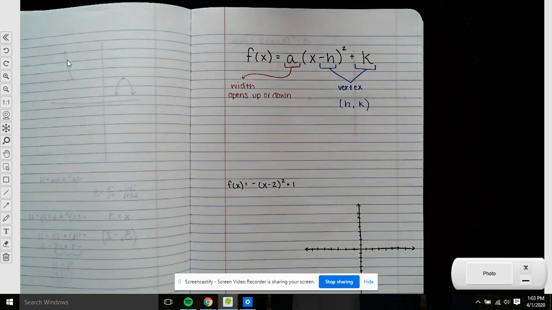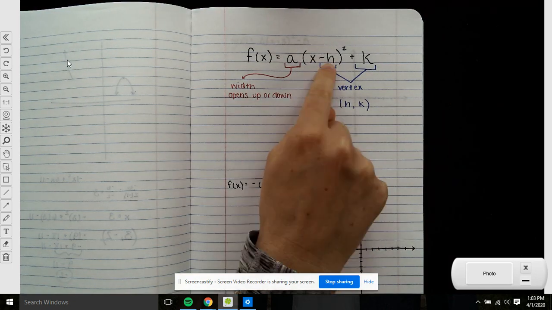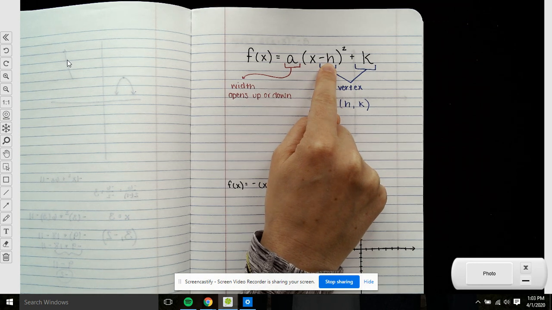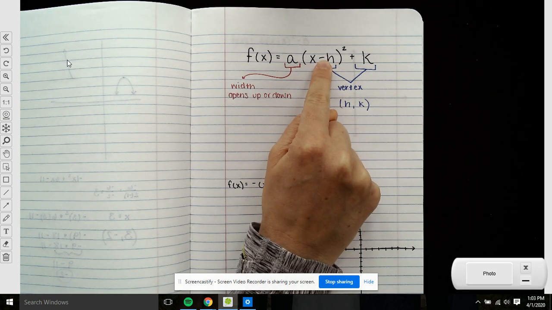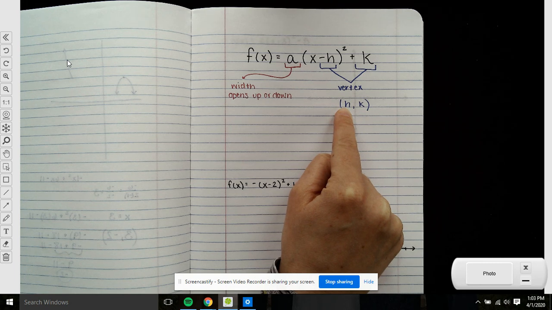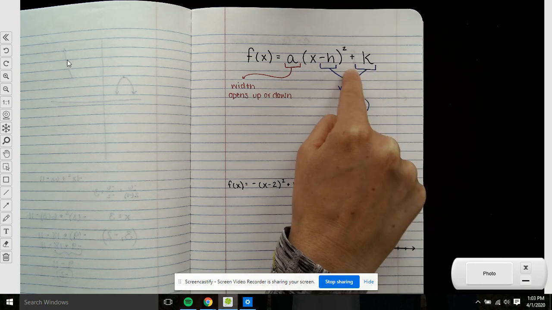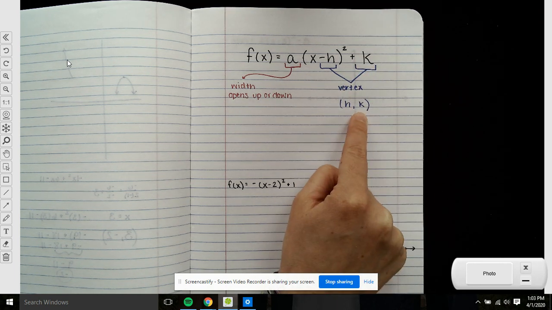One thing to really recognize is that in these parentheses, it says X minus H. So that H value, similar to when we were graphing circles, the H value is going to be opposite once you put it into the graph. The K value is plus sign, so that's going to be the same as it appears.